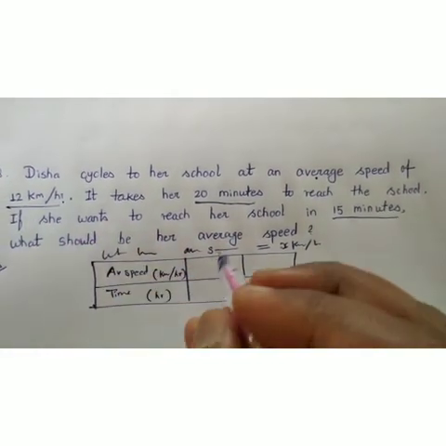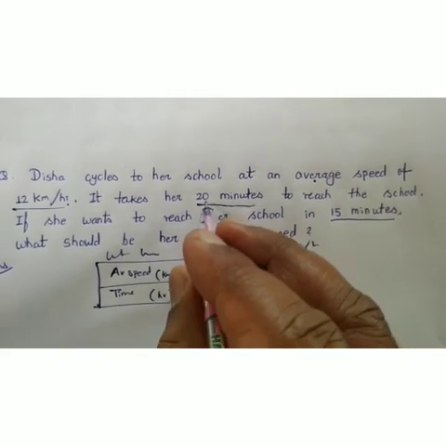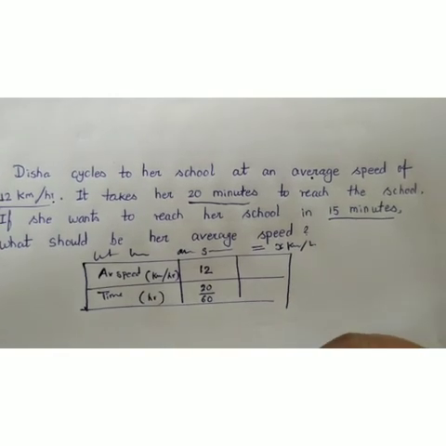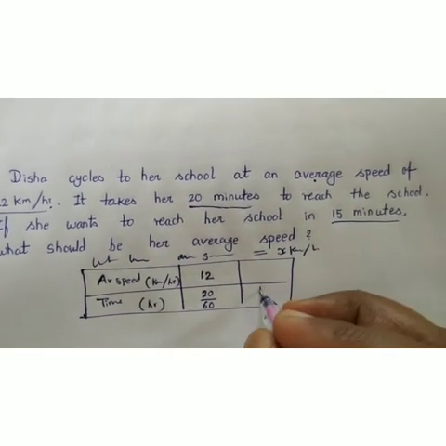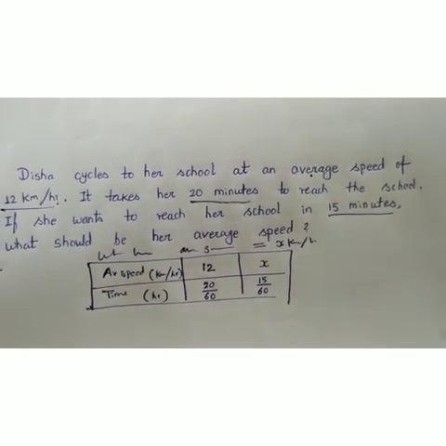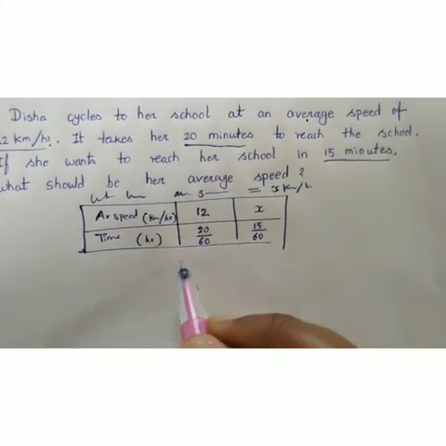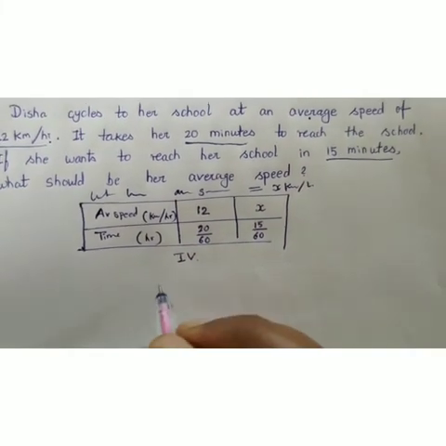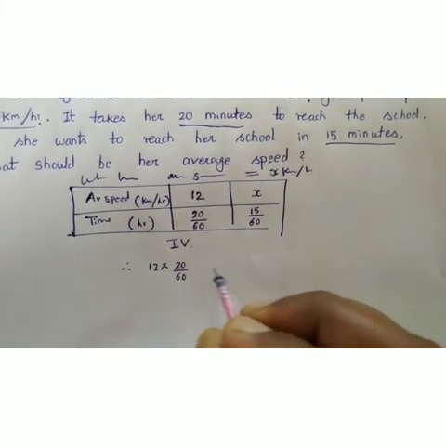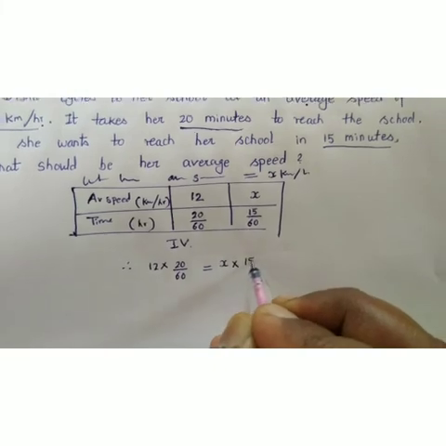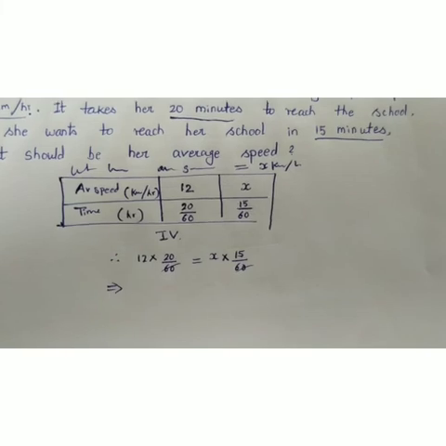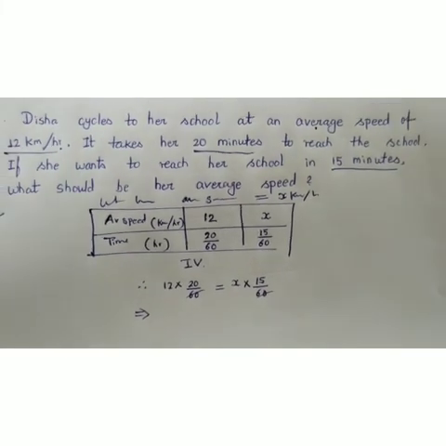Now when the average speed is 12 km per hour, time taken is 20 minutes, and 20 minutes can be written as 20 by 60 hour. Next, time is 15 minutes, 15 minutes can be written as 15 by 60 hour. And average speed is x. There is also inverse variation. Therefore, we can write 12 multiply 20 divided by 60 is equal to x multiply 15 divided by 60. 60 cancels. Now you can easily find the value of x. Thank you.